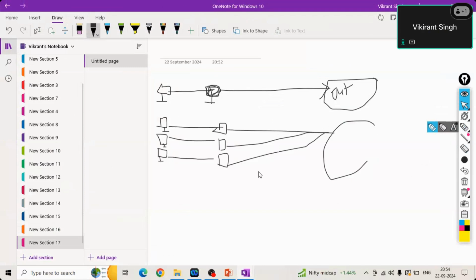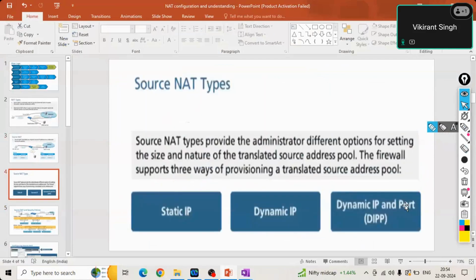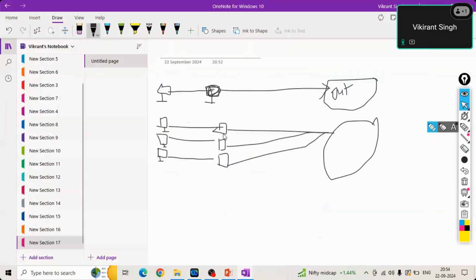And when it comes to DIPP, dynamic IP and port, we call this DIPP. So it will have a port number along with the IP. Every system will be differentiated on the basis of port. They will be defined with a new port number. Suppose it has one port number, it has two port number, it has three port number. So requests will be segregated on the basis of port number.